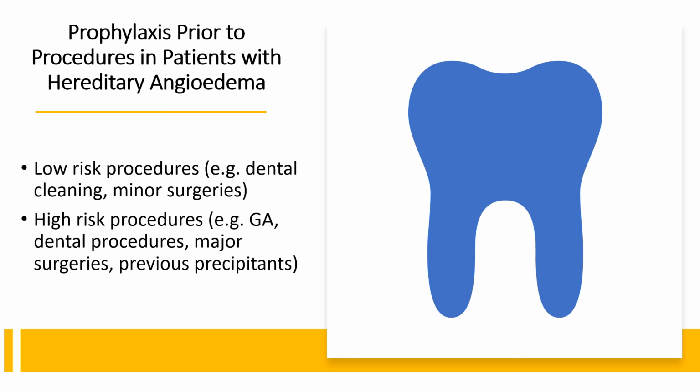So you refer this patient to an allergy doctor who diagnosed her with hereditary angioedema. So what can you do to prevent the reaction from happening related to the procedure or surgery? We can break down procedures and surgeries into two main groups, such as low-risk procedures, which typically include dental cleaning and minor surgeries. High-risk procedures include any procedure or surgery requiring general anesthesia, dental procedures requiring infiltration of local anesthetics, any major surgeries, even if done under non-general anesthesia, and previous precipitants which triggered angioedema in the past.